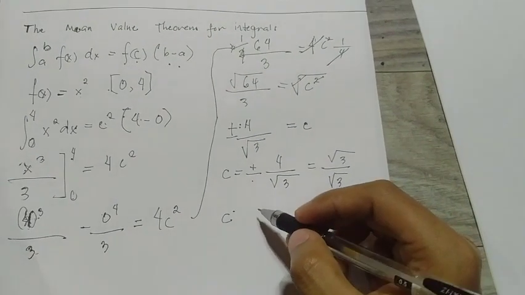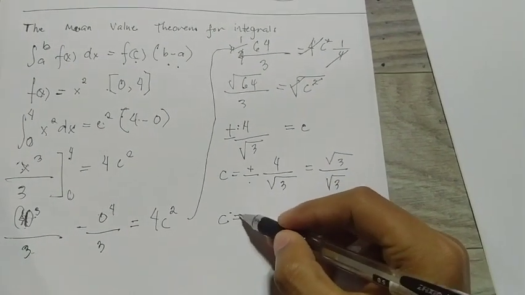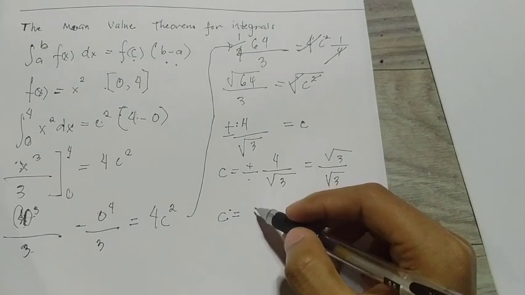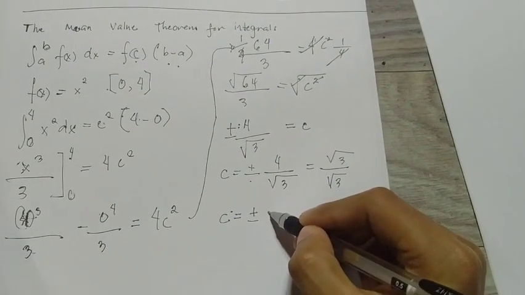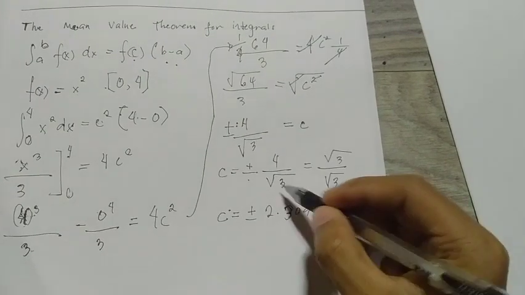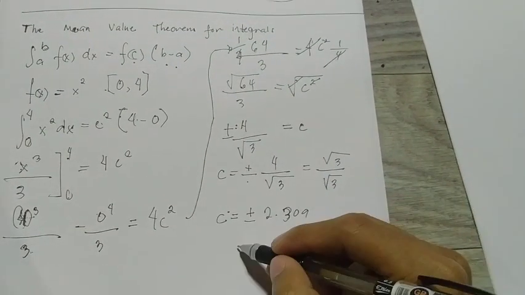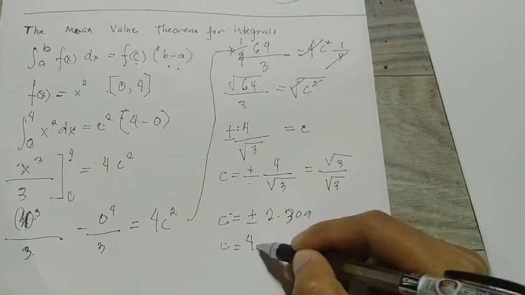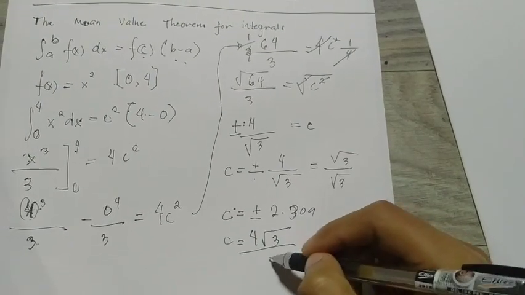So let's get the decimal point: 2.309. So the final answer is 4 square root of 3 over 3.